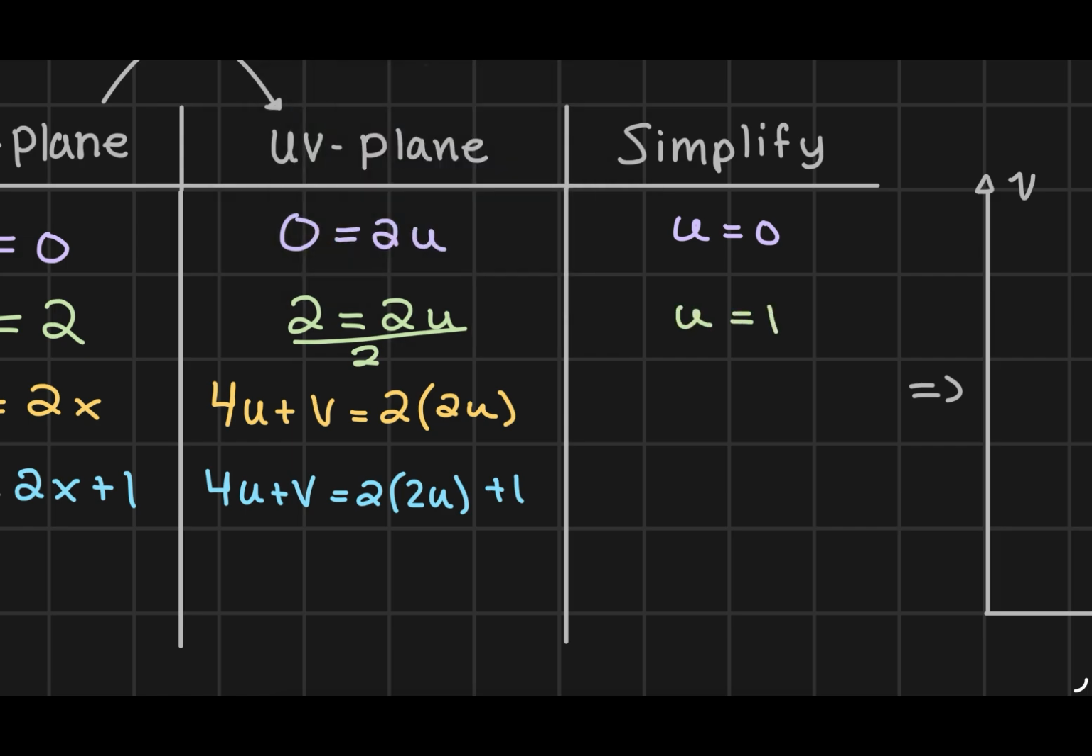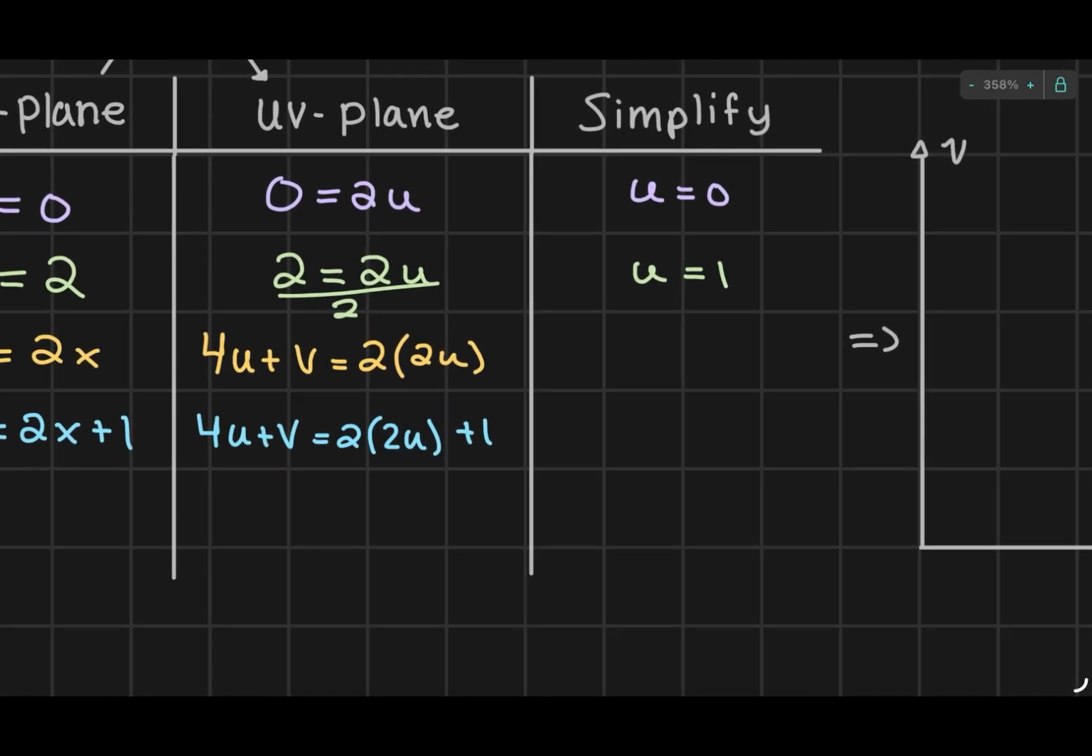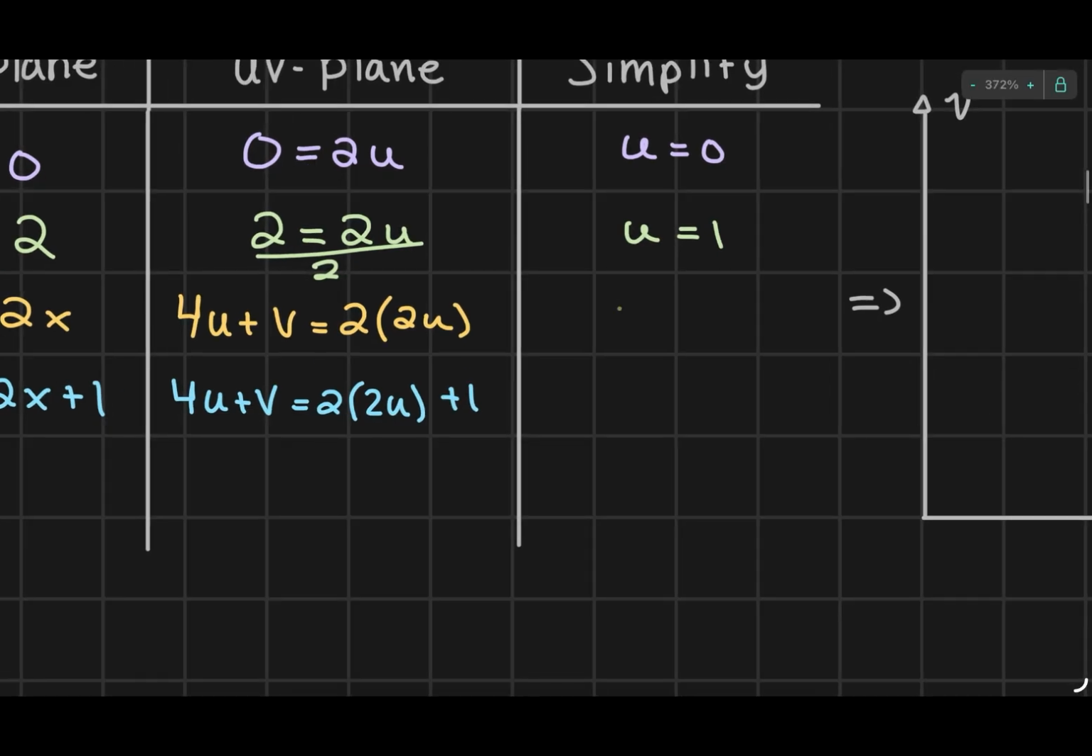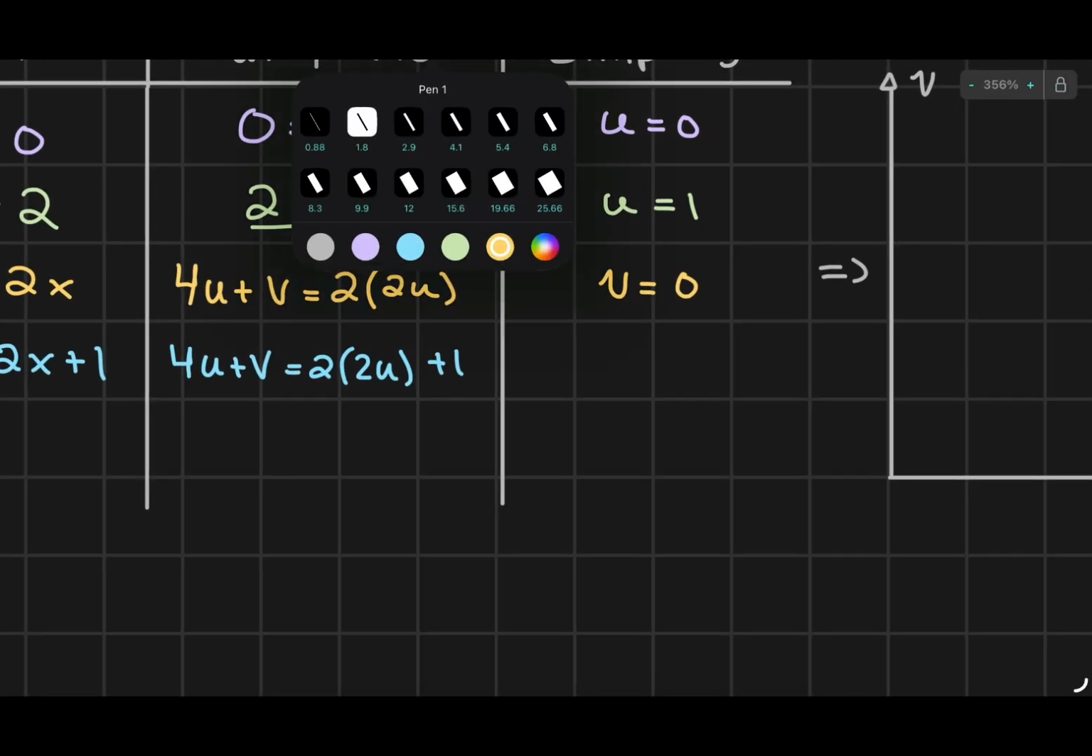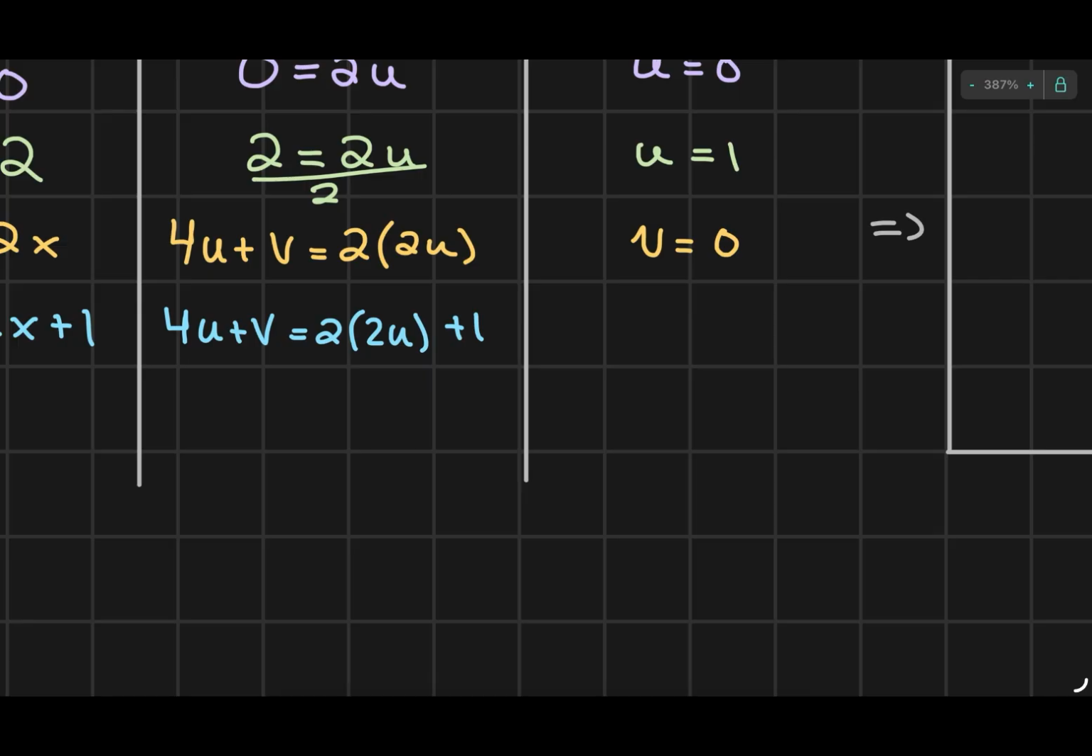Okay, a little bit more algebra heavy here. Well, we have 4u plus v is equal to 4u. We subtract that 4u out, well, that's just going to be 0, right? So we're going to have v is equal to 0. And kind of similarly over here, we're going to have 4u plus v is equal to 4u plus 1. Well, if we subtract that 4u out, we're going to have v is equal to 1. Whereas over here, we subtracted that 4u out, v is equal to 0.